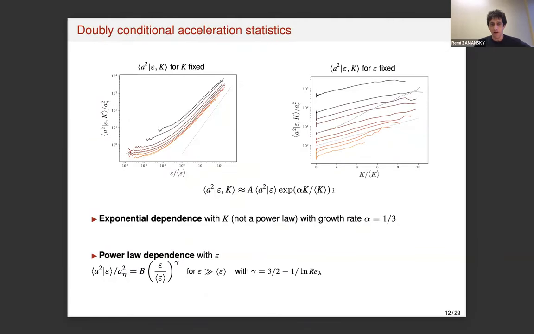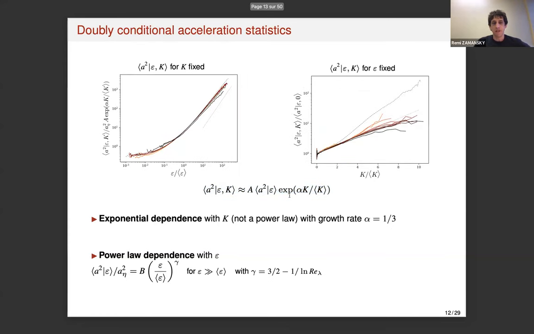I spare you some details, but we can propose that kind of expression for the conditional acceleration variance. To test that scaling, you can normalize everything and plot the ratio, and you can see that indeed you have a good collapse when you normalize properly with epsilon. So indeed you have that kind of variable separation, and you can see that you have the exponential dependence on k.